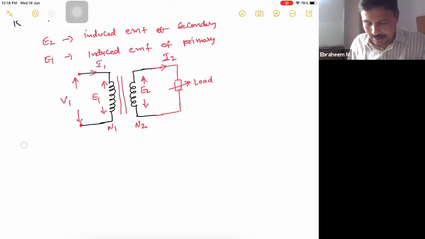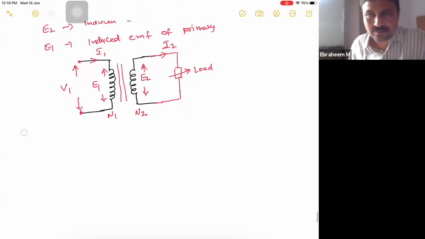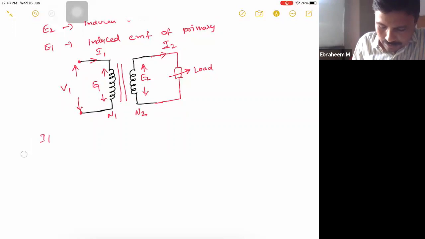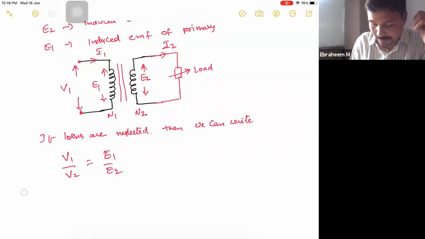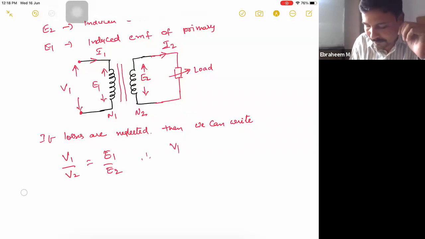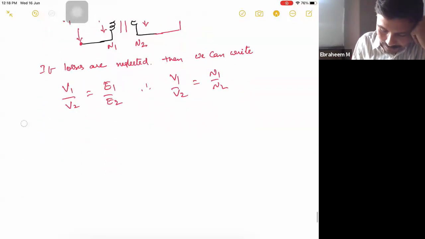Now here, these windings will actually have some losses. So if losses are neglected, then we can write V1 by V2 is equal to E1 by E2. Therefore, V1 by V2 is equal to N1 by N2. So that means we can write K is equal to V2 by V1 also.